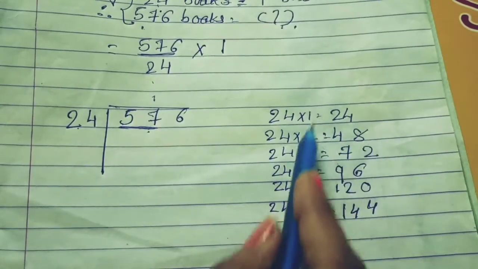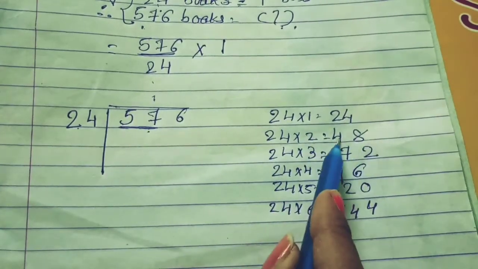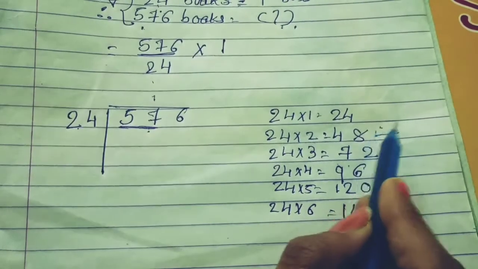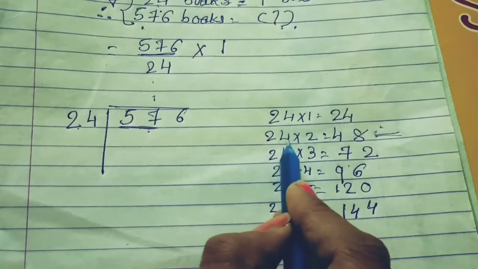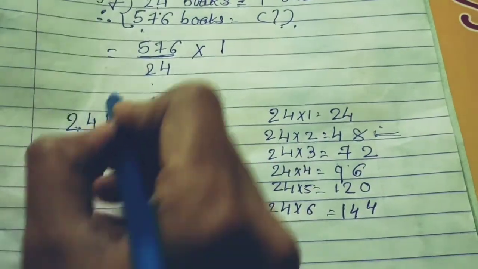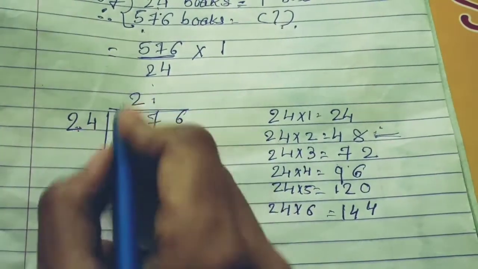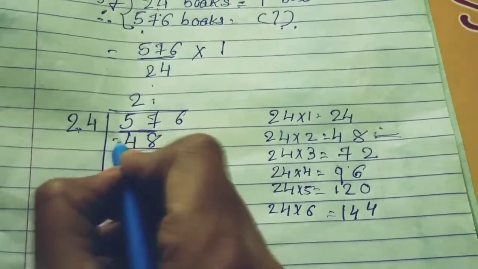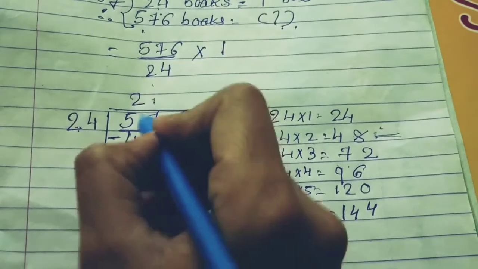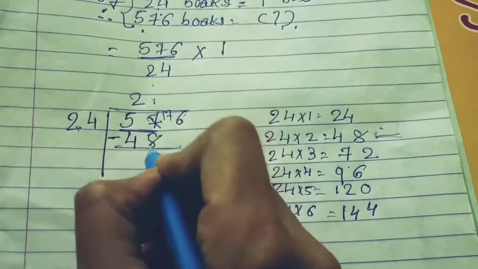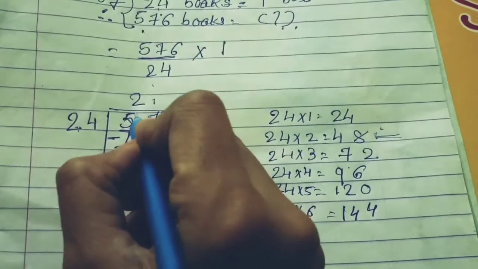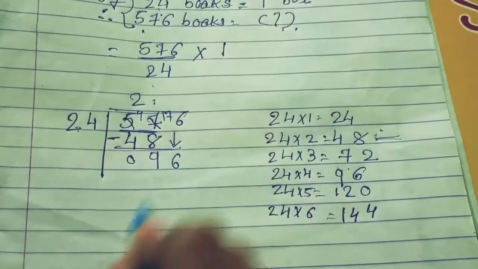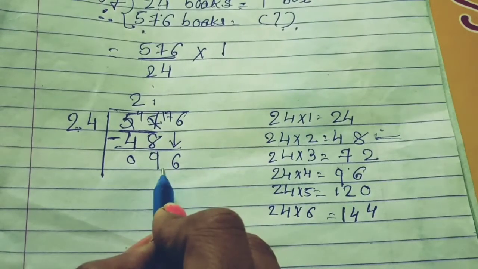57 के आसपास कौन सा डिजिट है? 72, 48. But 72 we cannot write, so we'll go with the 48. 24 2s are 48. So quotient 22, and 48 will write downside. Subtraction: 7 minus 8 not possible. Simple है. 17 minus 8 is 9, and here 4 minus 4 is 0. Then 6 will bring down. We have new digit 96.